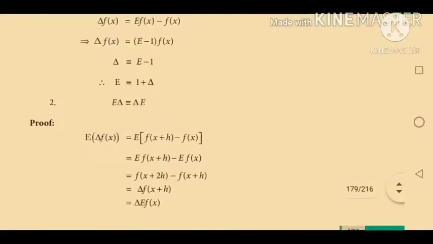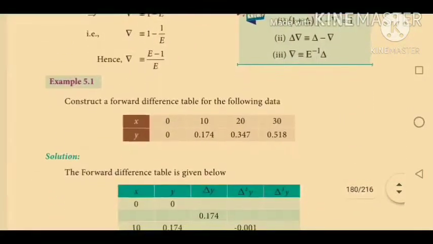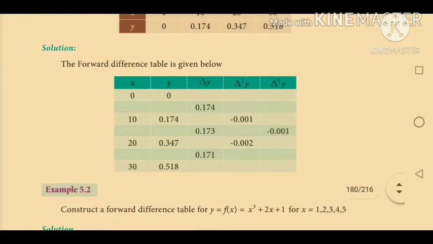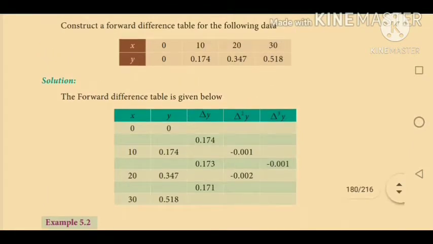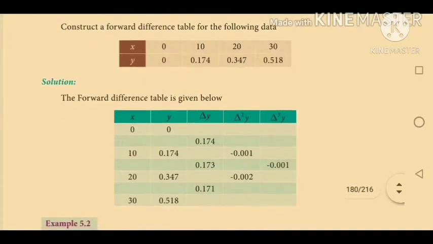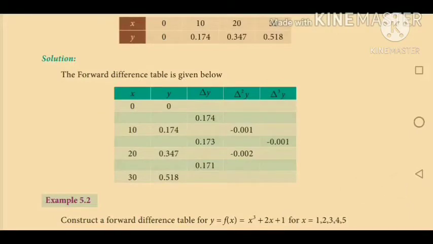Example 1.1. After we use some property, one by one, after seeing the example we are going to the next property. Construct a forward difference table for the following data. The question is x equal to 0, 10, 20, 30 and y equal to 0, 0.174, 0.347 and 0.518. The forward difference table is given as below. We fill the first column with x equal to 0, 10, 20 and 30, and y is also given in the question itself: 0, 0.174, 0.347 and 0.518.